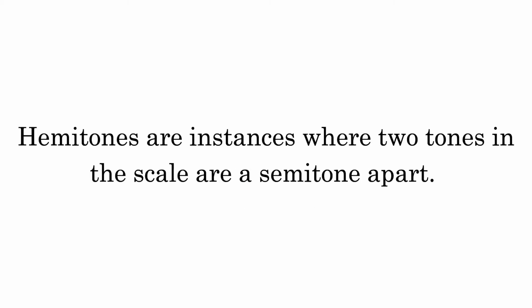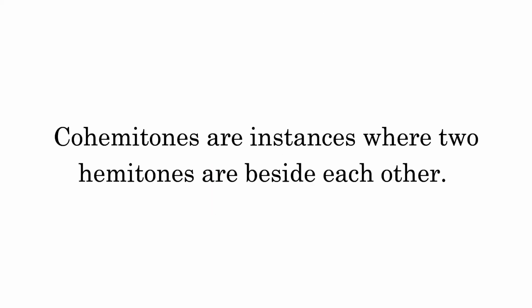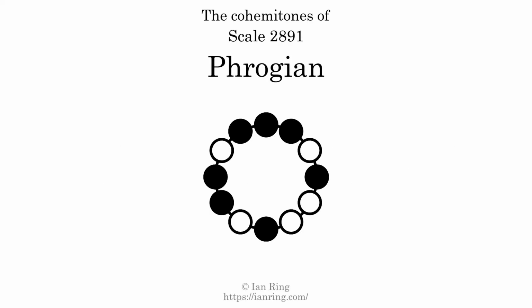Hemitones are instances where 2 tones in the scale are a semitone apart. This scale has 3 hemitones. They are at positions here, here, and here. Cohemitones are instances where 2 hemitones are beside each other. This scale has 1 cohemitone here.